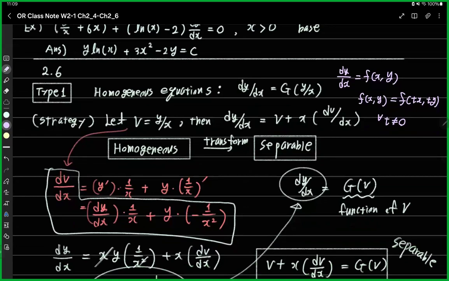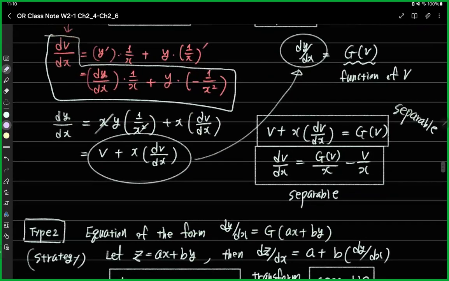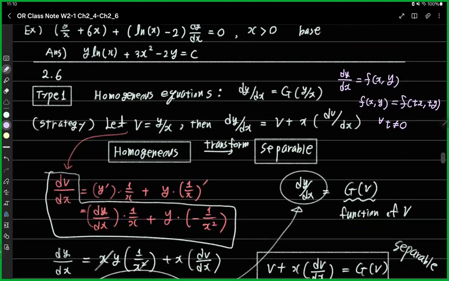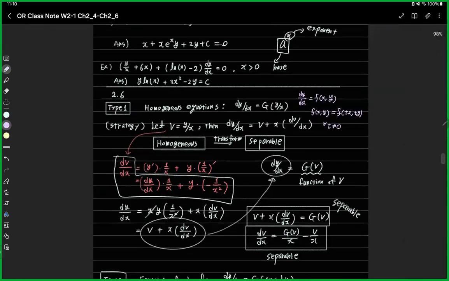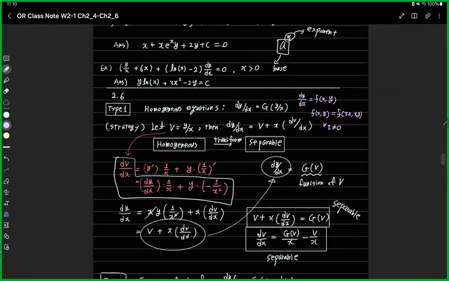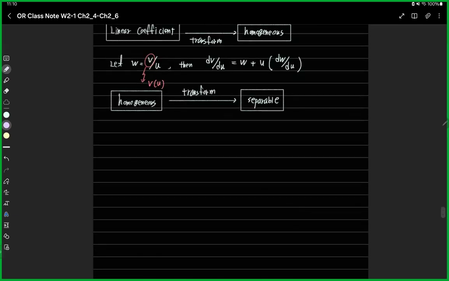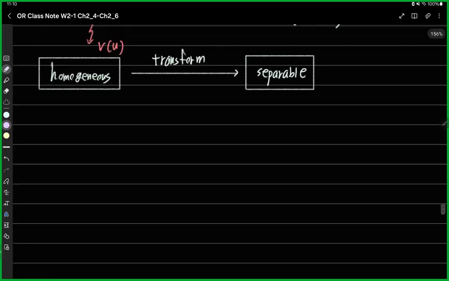I'll try to go through type 1 through type 4. The first type is homogeneous equations. The main idea is to transform the homogeneous equation to a separable one using the change of variable v equals y over x. Let me give you an idea how to find the solution of a homogeneous equation by solving an example.